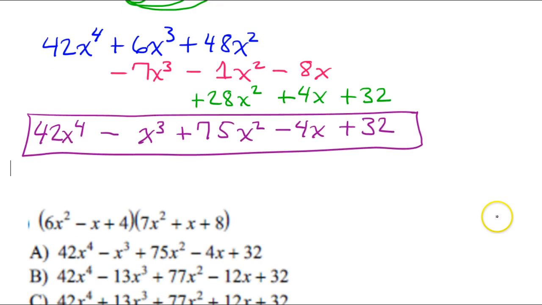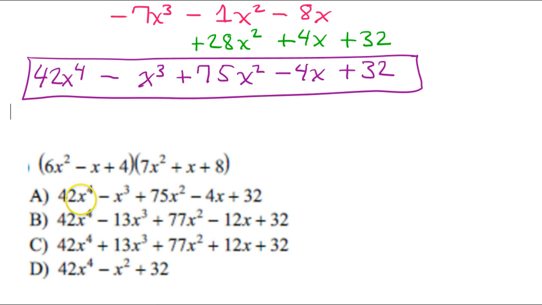Alright, let's see if we can find it. Alright, well they all have 42s. Let's see, next is negative x to the 3rd power, which I see here. And that's the only one that's got it. Let's check the rest. 75x squared minus 4x plus 32. So the answer to this one is A.